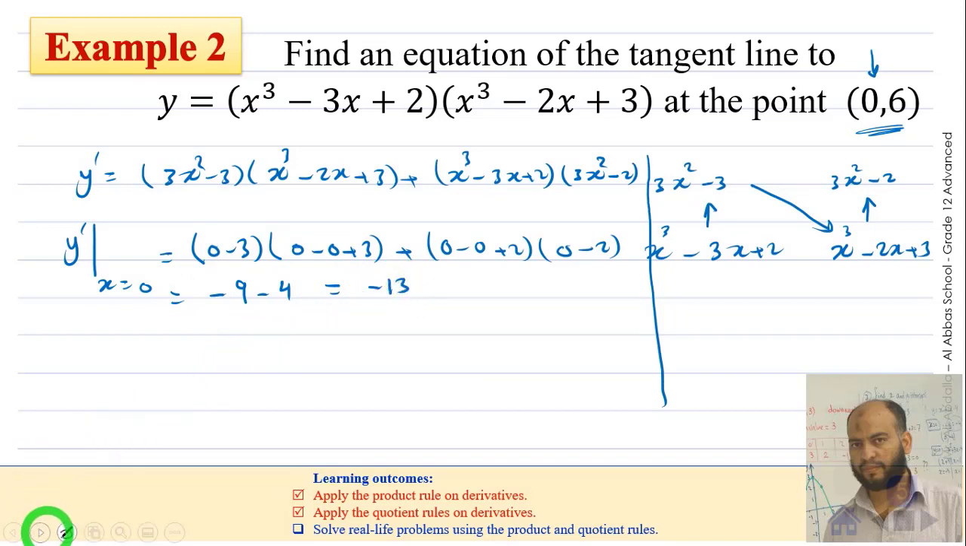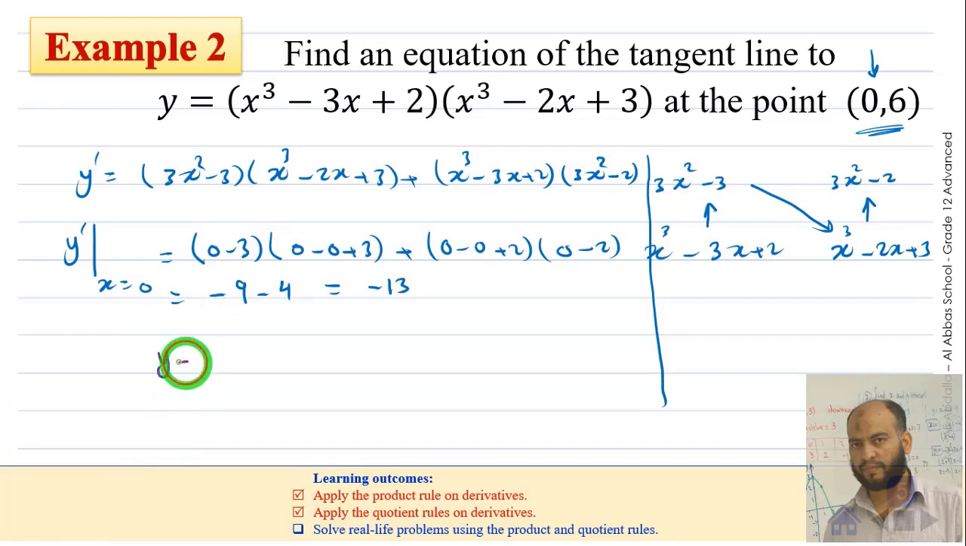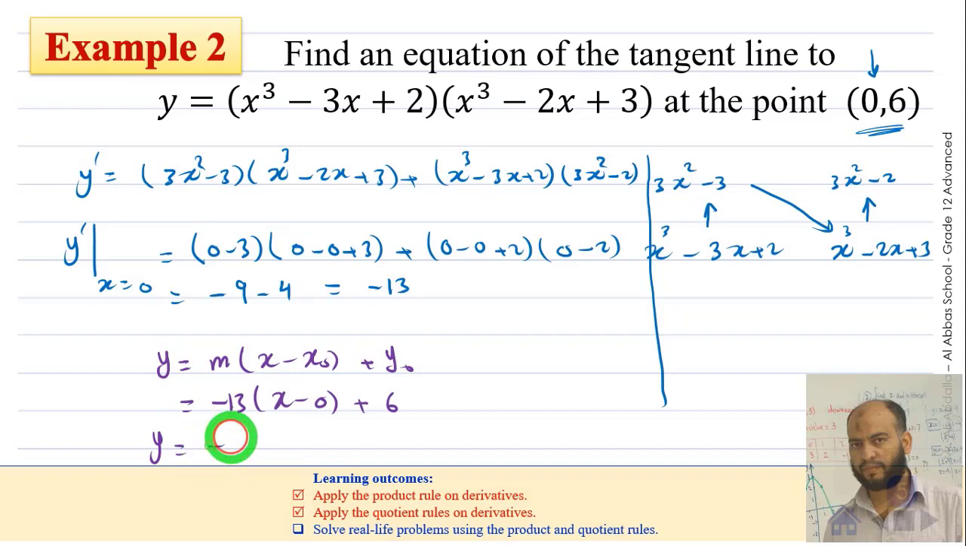Then we can use the equation of the line in this form: y equals the slope m times (x minus x naught) plus y naught, where x naught, y naught are the coordinates of the point, and the slope is m equals negative 13. Substitute: negative 13 times (x minus x naught, here 0) plus y naught, which equals 6. Simplify, and we find y equals negative 13x plus 6. This is an equation of the tangent line to the curve y.